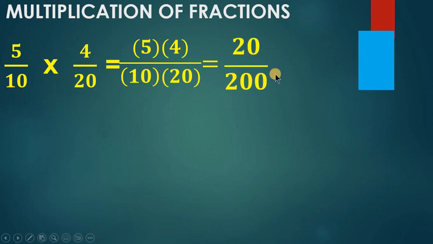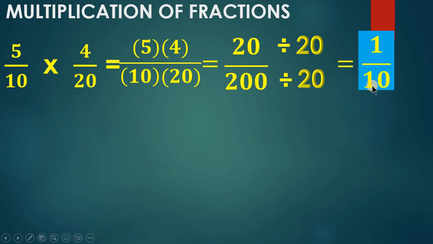Okay, so kunin natin yung kanilang greatest common factor. So, ano kaya ang maging greatest common factor nila? Ang greatest common factor nila is 20. So, 20 divided by 20, that is 1. Tama? And then, 200 divided by 20, that is 10. So, therefore, we have 1 all over 10. Ayan. So, nasundan ba? Okay.